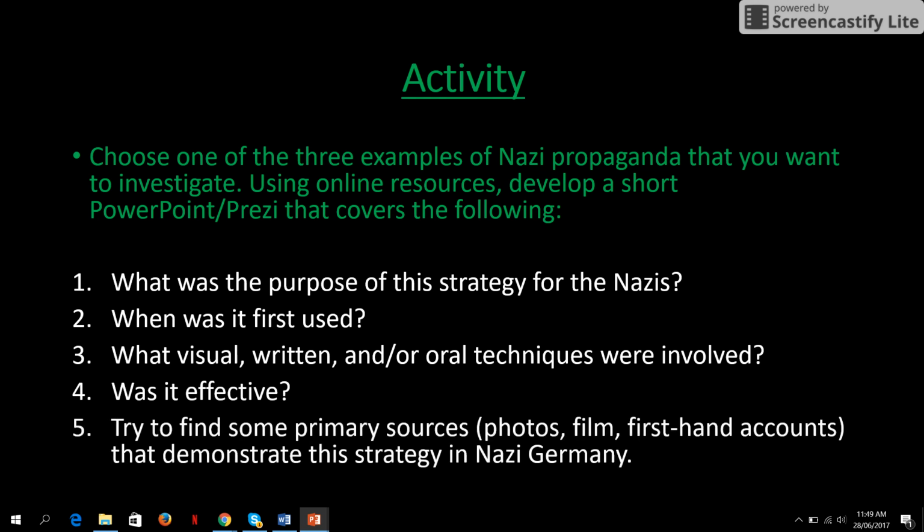And so try to find primary sources. Remember, they're always great. If you can get photos, film, firsthand accounts of Germany during the 1930s, it'll give us a good indication of what life was like there.